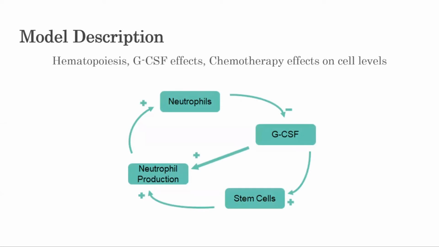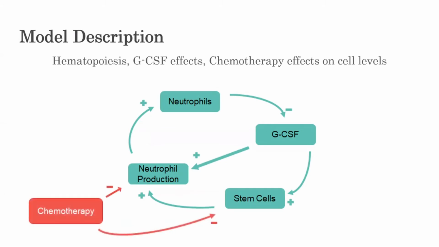Stem cells continuously produce neutrophils. GCSF acts as the controlling factor to neutrophils by stimulating stem cell production and rate of flow from stem cell to neutrophil compartments. In the meantime, internal production of GCSF is downregulated by high neutrophil counts in blood, completing the negative feedback loop.